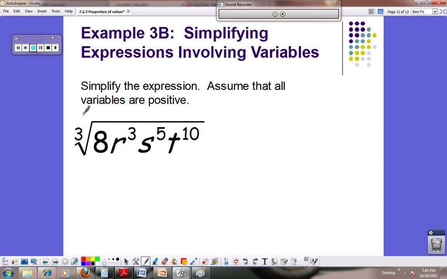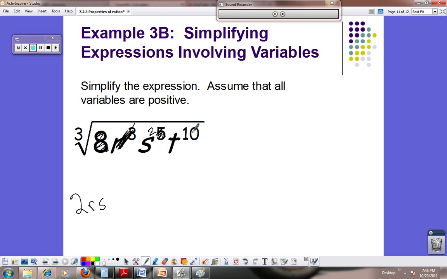So notice we're back to the cube root. The cube root of 8 is actually perfect, and that comes out 2. Okay, 3 will go into 3 1 time, so we're going to pull 1 factor of r out, and we have none left, so we're going to scratch it out. 3 will go into 5 1 time, so we can pull 1 factor of s out, and we have a remainder of 2. This got taken out.